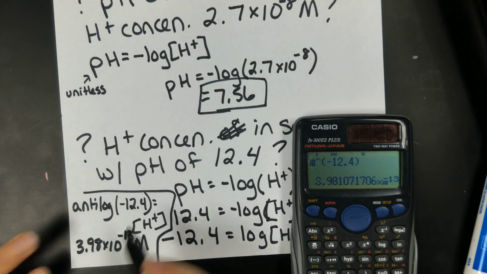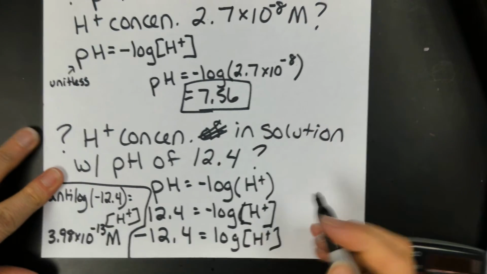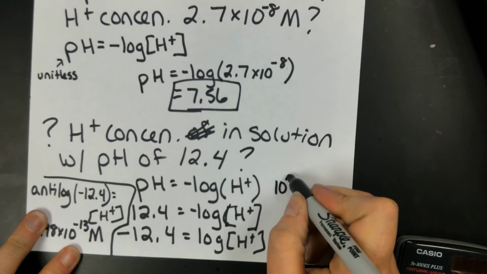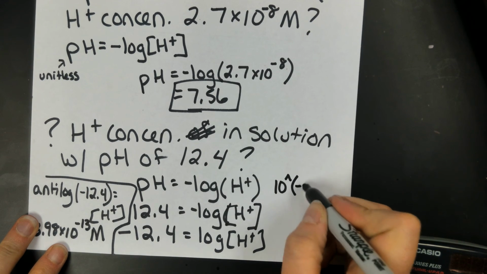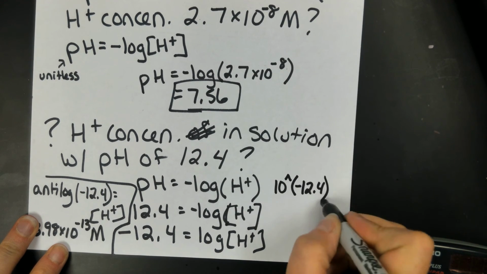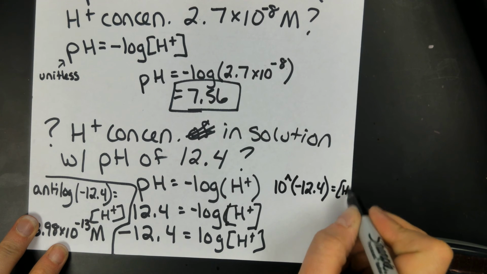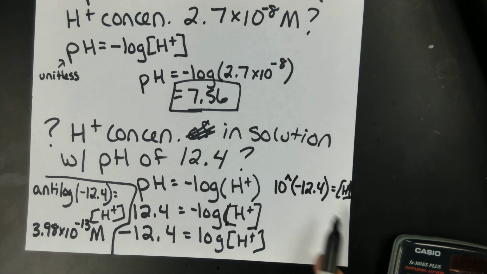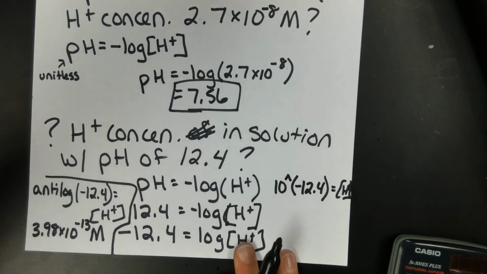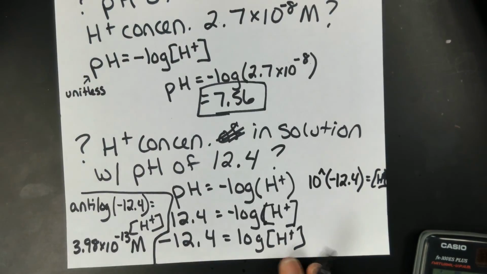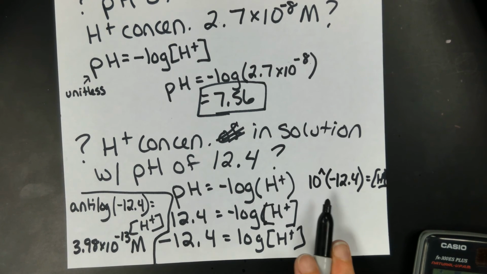So you could write anti-log, or you could say, right over here, 10 to the power of negative 12.4 equals the concentration of H+. So this is us putting on our algebra hats and remembering how to do this.